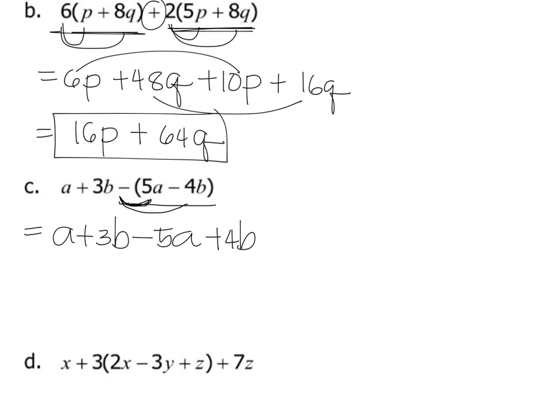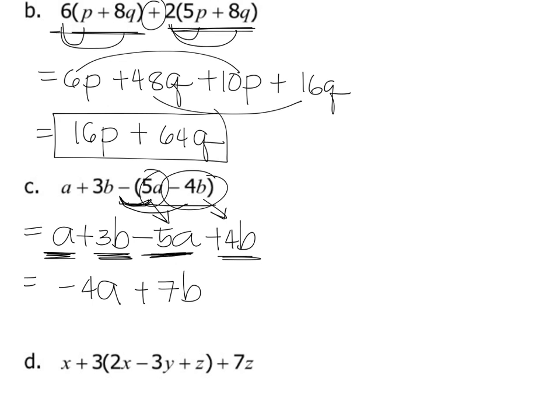Okay, so note how the 5a was transformed into minus 5a, and the minus 4b into a plus 4b. So we have used our rule of signs there. Negative times positive is negative, negative times negative is positive. After that, you have this a, which can be combined with negative 5a, and a minus 5a is negative 4a, and 3b plus 4b is 7b.